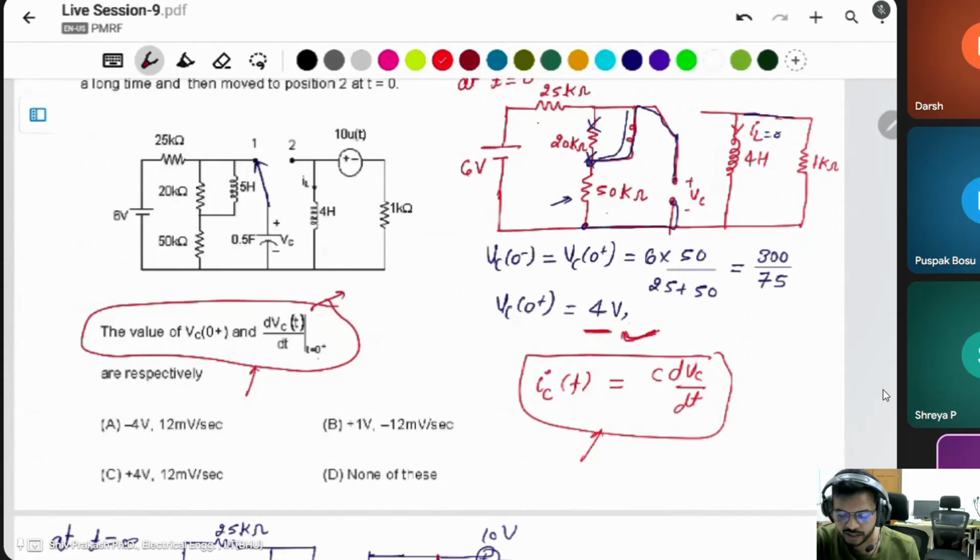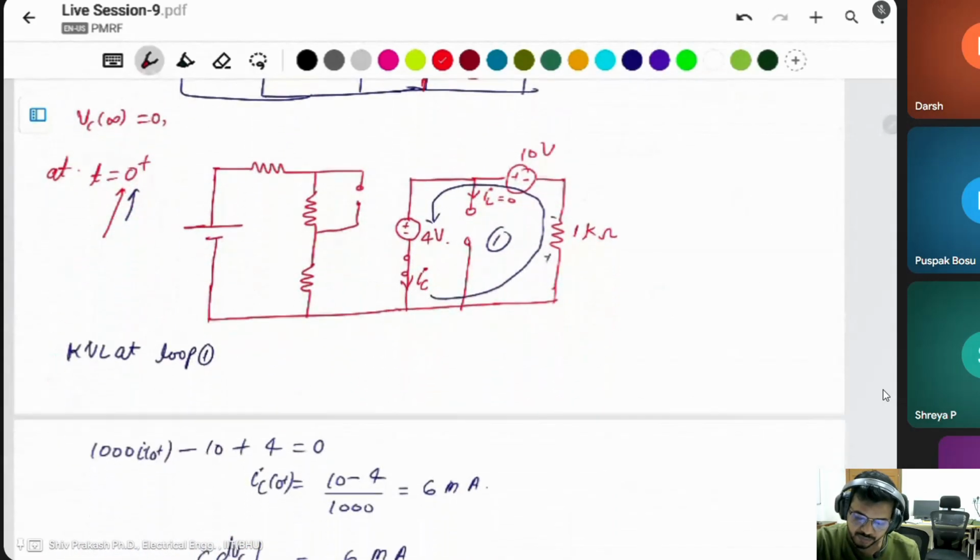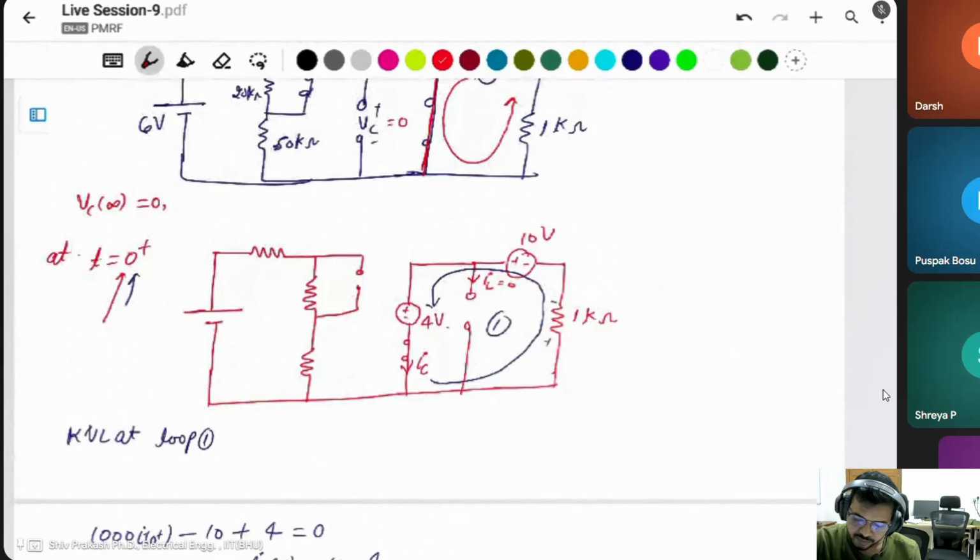dV by dt in a capacitor, you know about the current. IC is C dVc by dt. Sir, at t equal to 0 plus, if you show me that circuit again, the 4 volt source will come because Vc at 0 plus is equal to 4 volt.